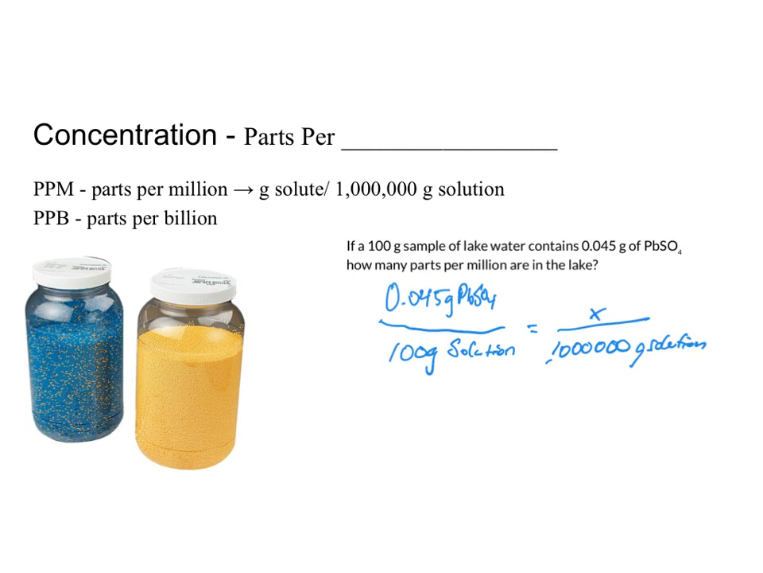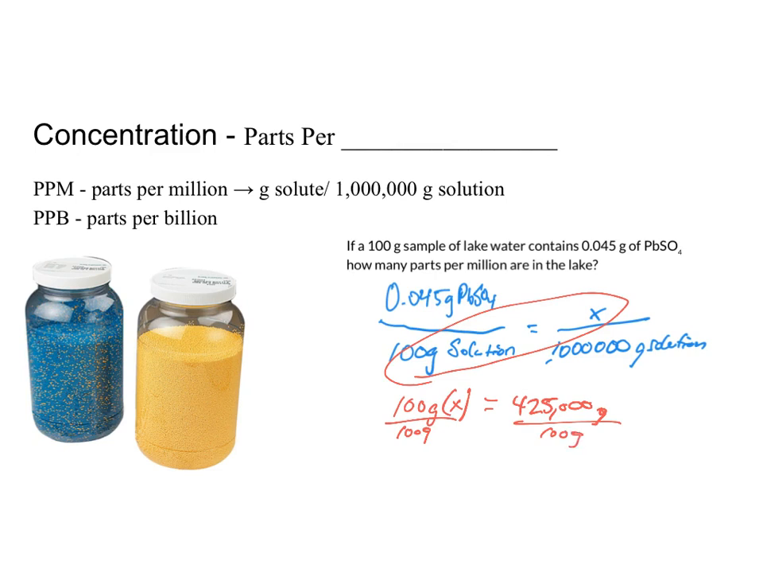Again, same process where we would take 100 times x, set that equal to 1,000,000 times 0.425, and we get 425,000. And again, that's grams. We're just going to divide by 100 on both sides, get that x by itself. And what we find is that our x equals 4,250 grams of that PbSO4.